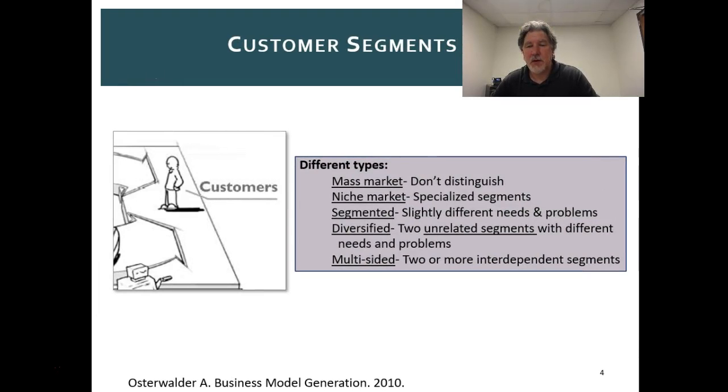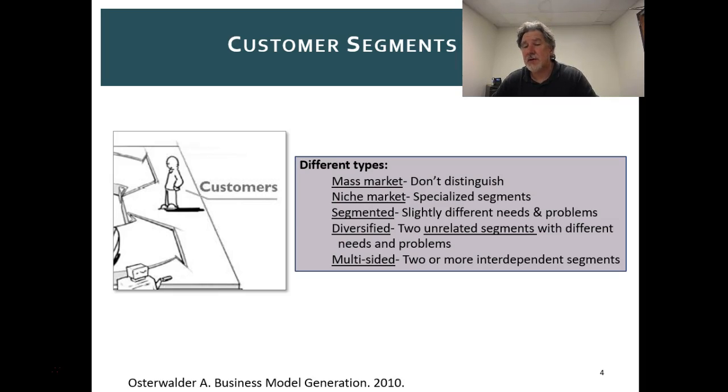You have mass market and you have niche. Mass market are going to be your consumer products that you see out there that are broadly distributed and advertised on TV, whereas they don't necessarily distinguish specific customers, whereas niche markets actually start segmenting their customers. We see this particularly in specialty areas such as wine, especially high-end wines, or jewelry.